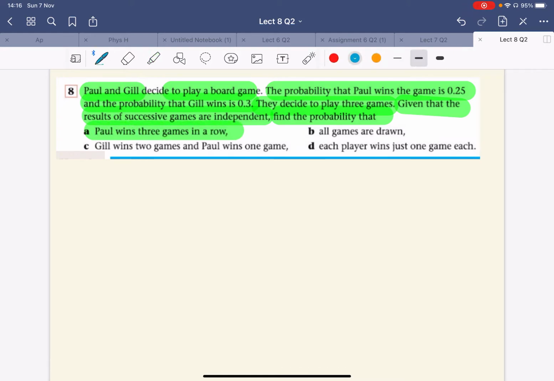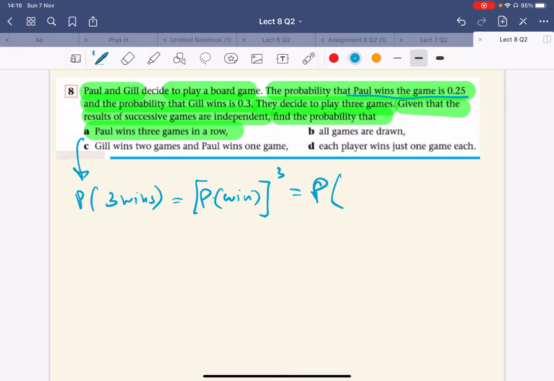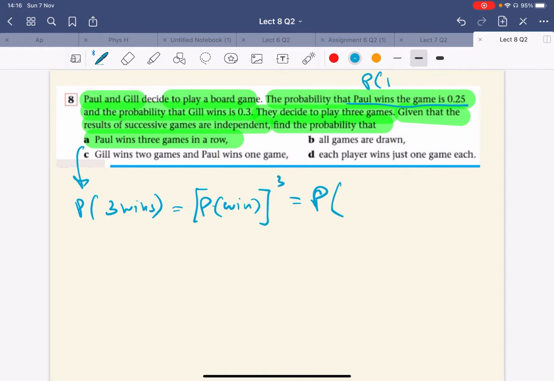This is actually easy. So you want 3 wins for Paul. So it will be the probability of a win, raised to power 3 because it's 3 wins. You can also look at it this way. If you're confused, you can say W, and I will go with Paul. So I will let this probability be P of Paul win. So P means Paul win times Paul win times Paul win, 3 times, right?